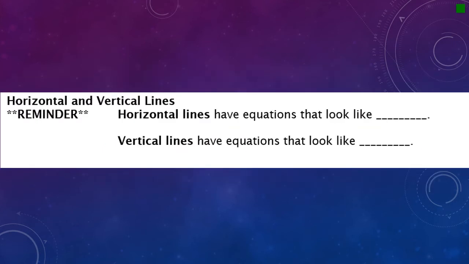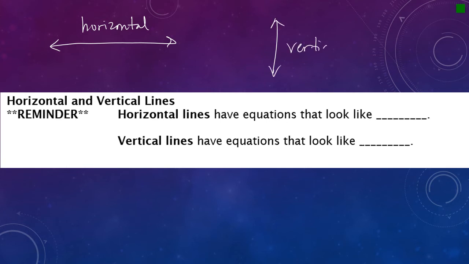A quick reminder about horizontal and vertical lines. Horizontal lines look like this. They're straight across. So this is horizontal. And then vertical lines are up and down. So their equations look very different, and they actually look very different from everything we've talked about so far. Horizontal lines have an equation that looks like y equals, and then it's going to be just a number, okay? And then vertical lines have equations that are the opposite. They are x equals a number.